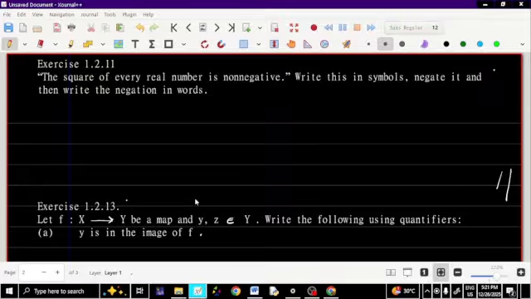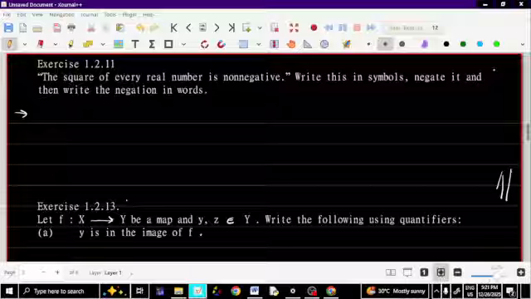Exercises 1.2.11 and 1.2.13. So question number 1.2.11: The square of every real number is non-negative. Write this in symbols and negate it, and then write the negation in words.